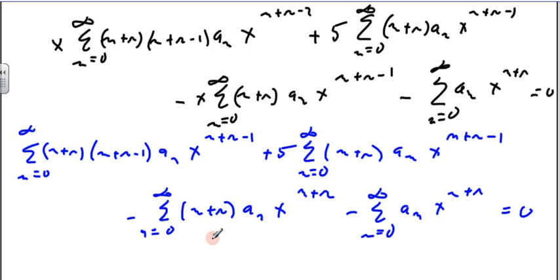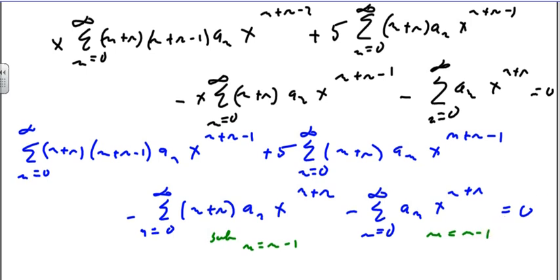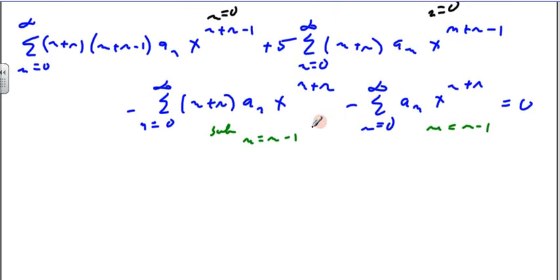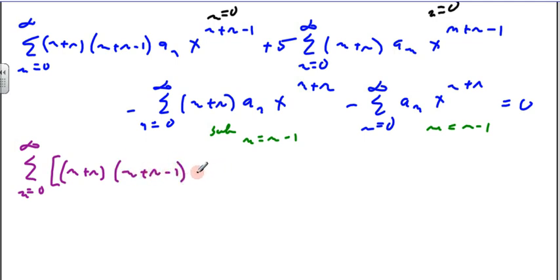Okay, I choose to do a substitution. n is equal to n minus 1, and at the end of the substitution I'm going to have summation n is equal to 0 to infinity, and I'm going to have (n plus r minus 1) plus, I really did want to put this 5 on the inside. I really did want to do that.